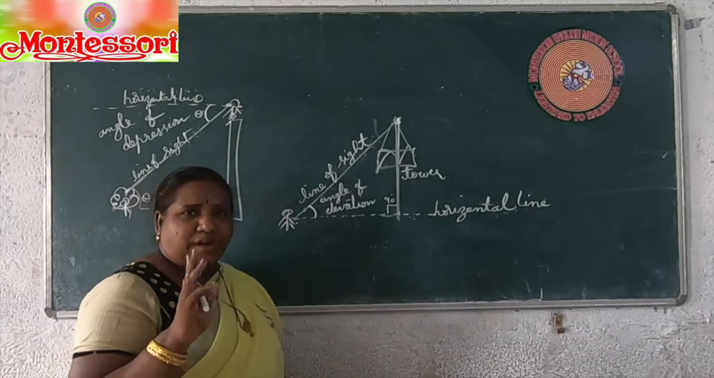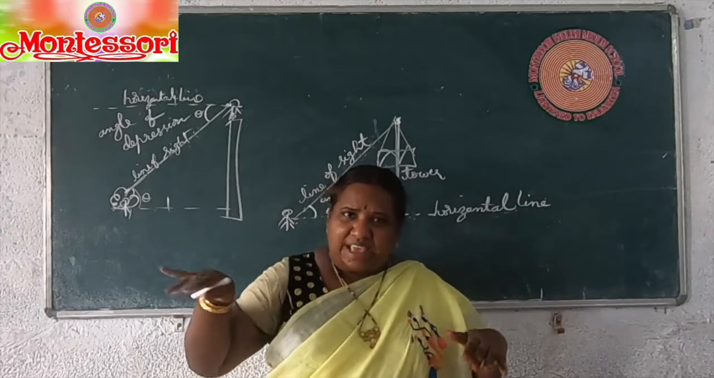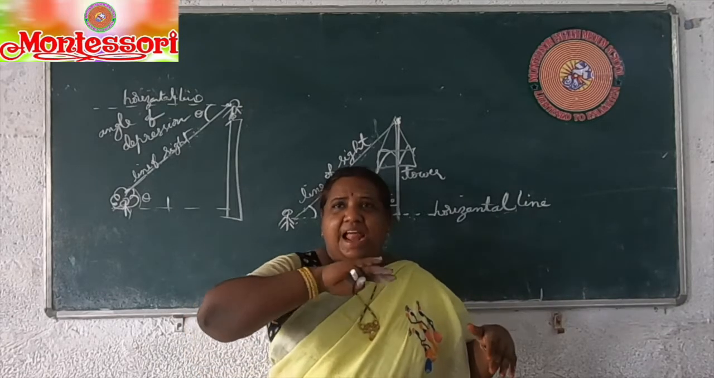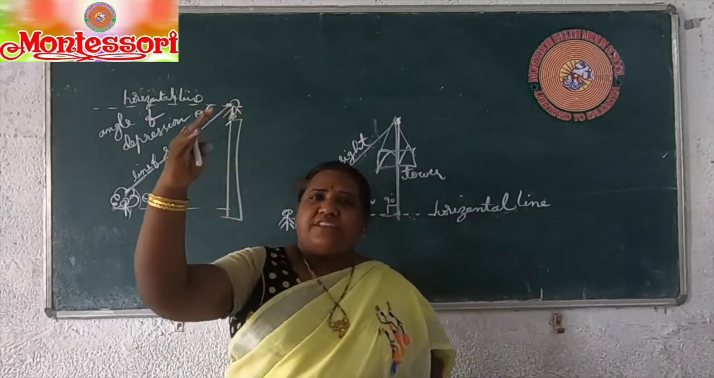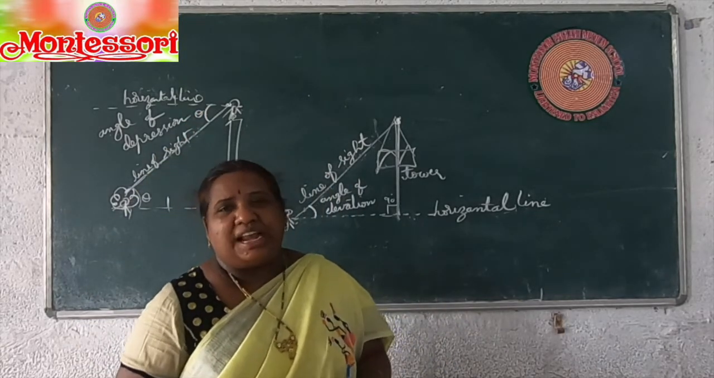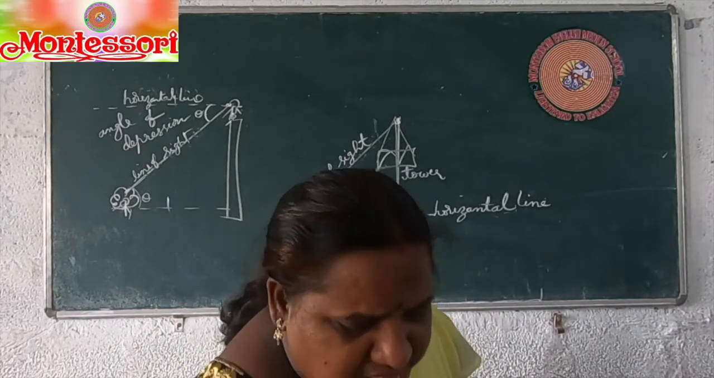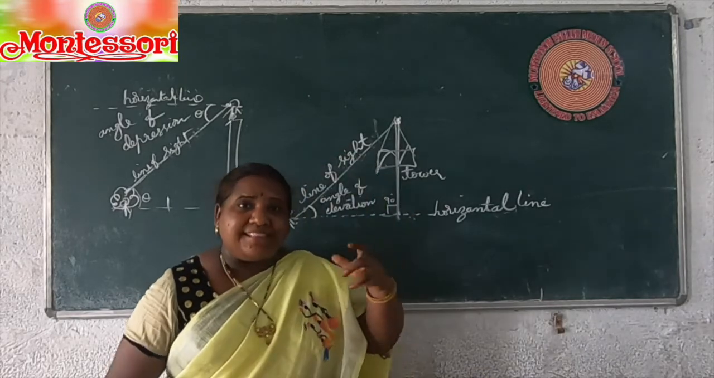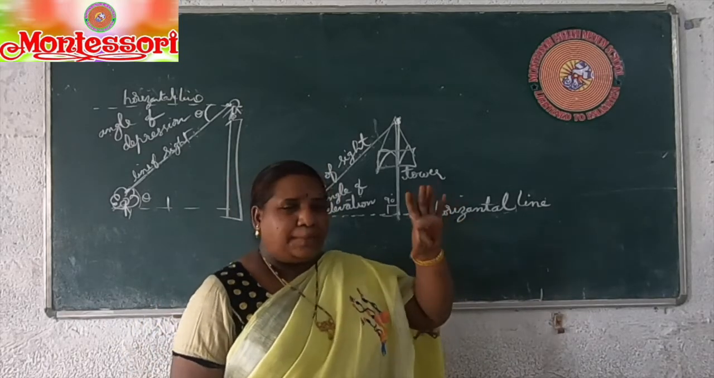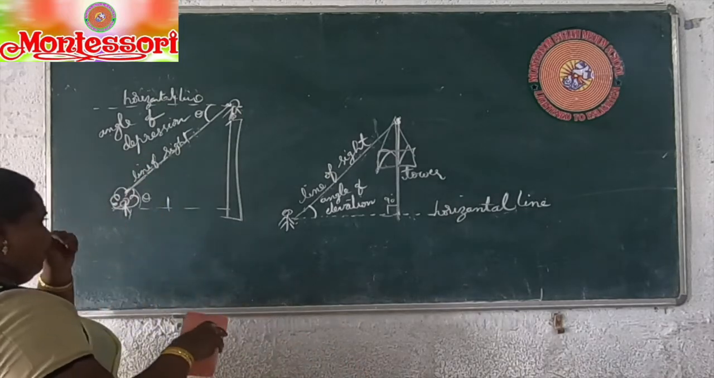So here we have to remember two points: the line of sight and the horizontal line. If the line of sight is above the horizontal line, it is the angle of elevation, and if it is below the horizontal line, call it the angle of depression. In all these sums we have to imagine the situation, the building, the observer, all this. So this is the basic thing you have to remember.